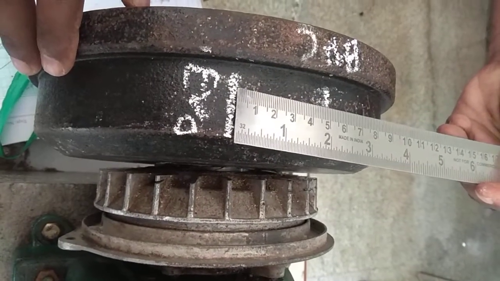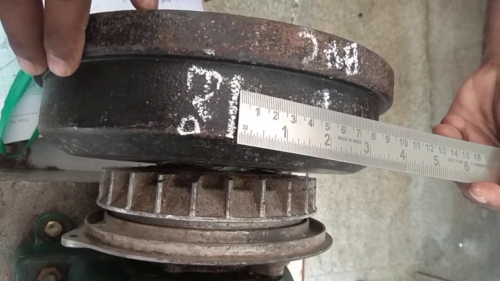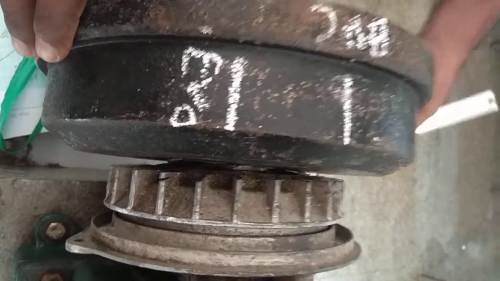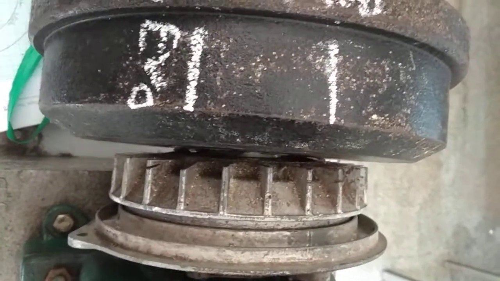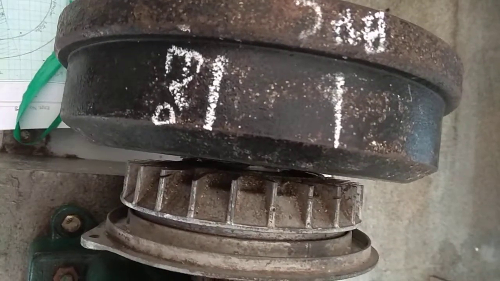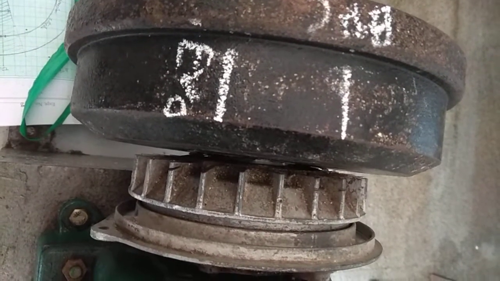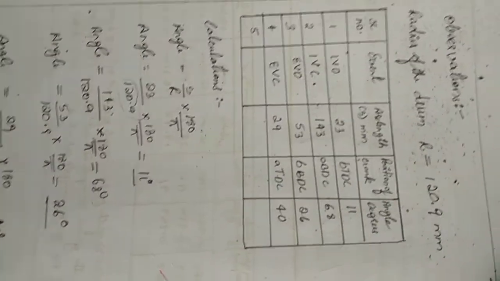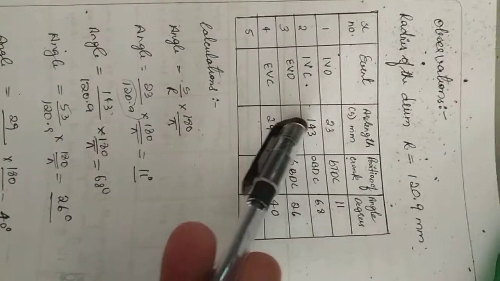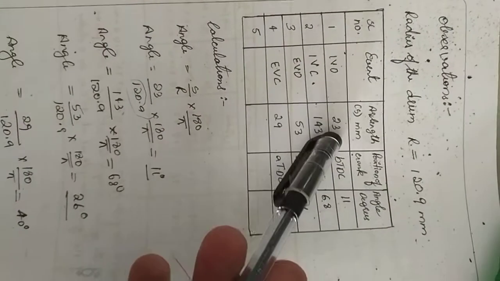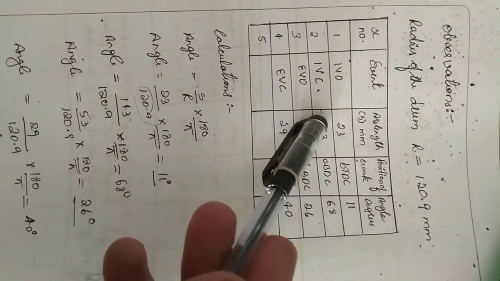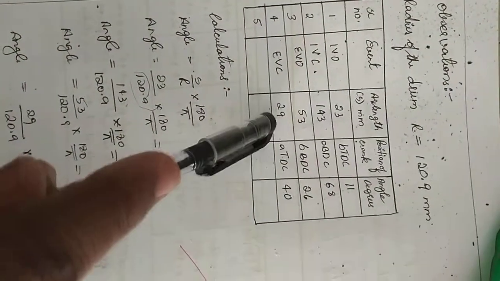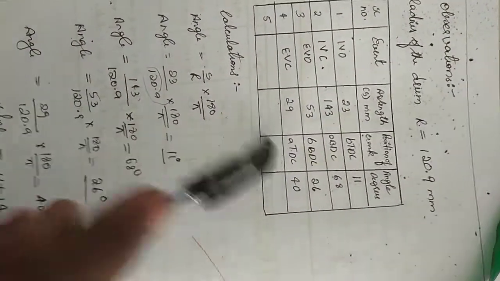You can note down exhaust valve opening is 49. It is before BDC. Note down the readings. Respective readings: 23, 143. 23 is before TDC, 143 is after BDC, 53 is before BDC, and 29 is after TDC.